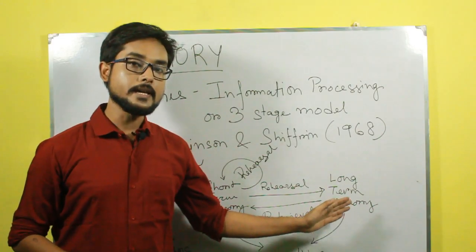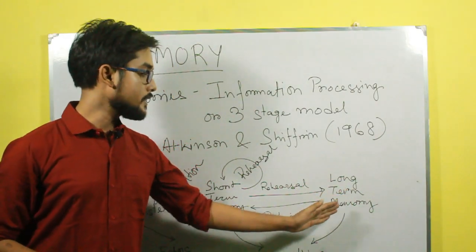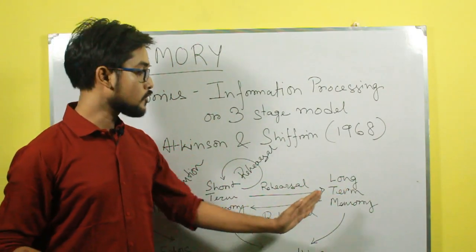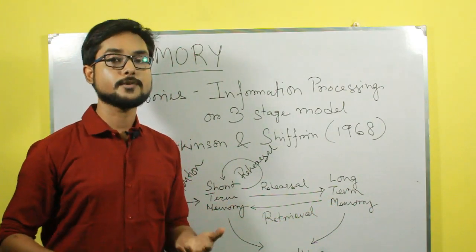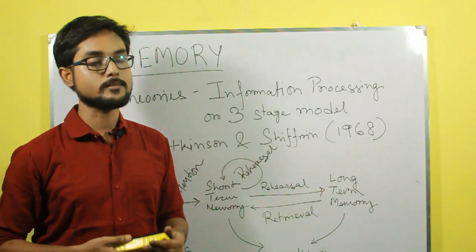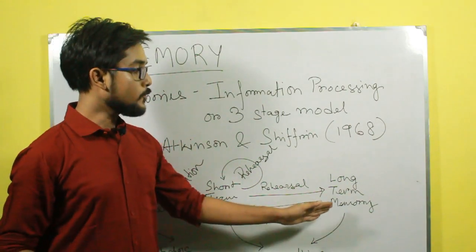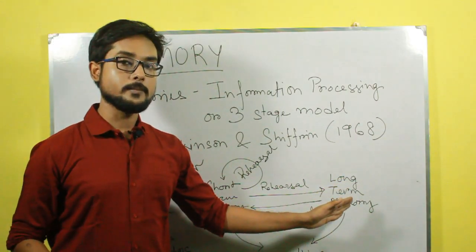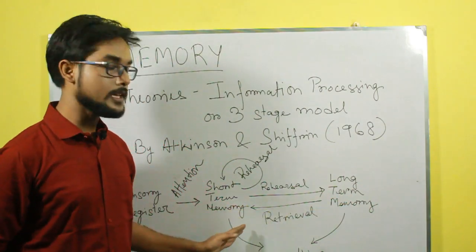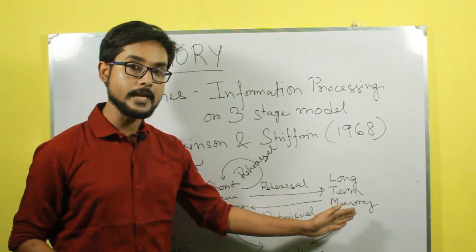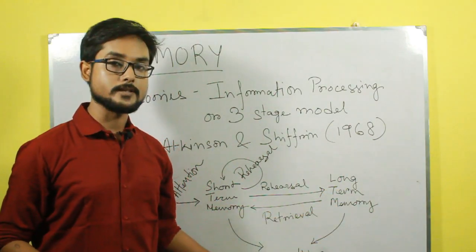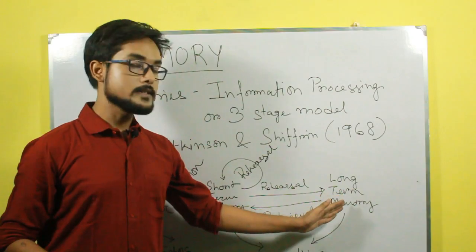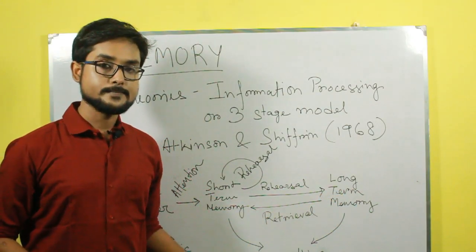From long-term memory, the information is again restored to short-term memory through the process of retrieval, when we actively try to recall or reproduce any information from our long-term store. If we cannot retrieve any information from our long-term memory, then it is considered that the information is also forgotten, which is a result of retrieval failure.